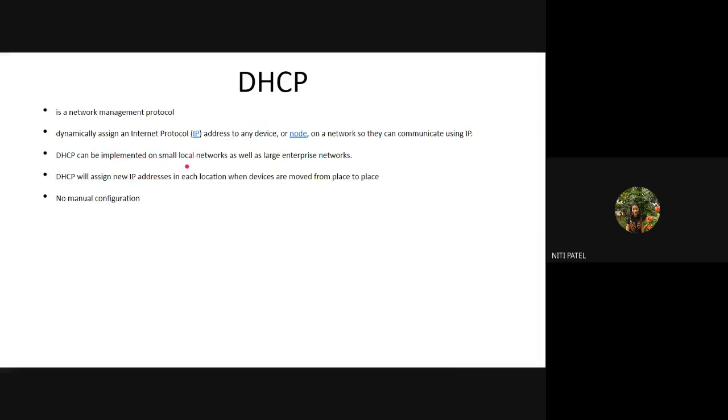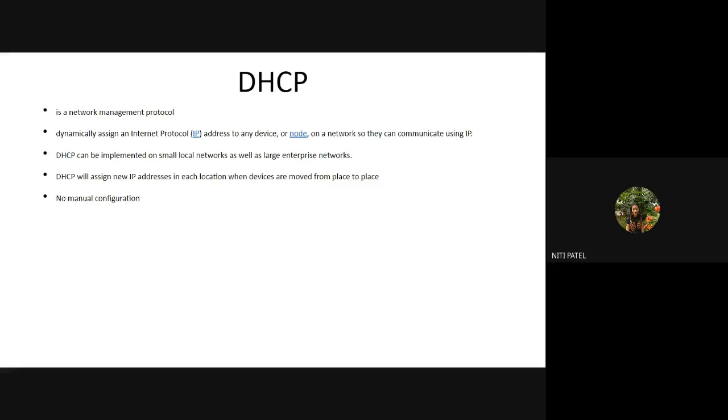It can be implemented on a small local network as well as on a large enterprise network. So let your system be connected to a small public network, a small private network, or any kind of big network. Irrespective of the type of network, DHCP will assign the system an IP address once it has entered the network.